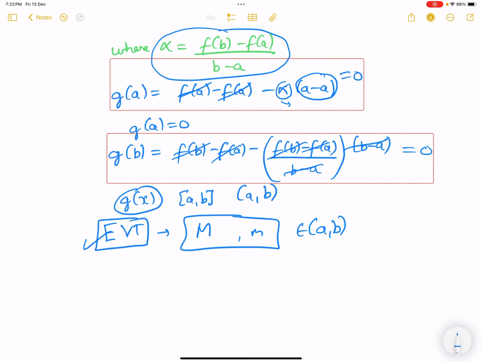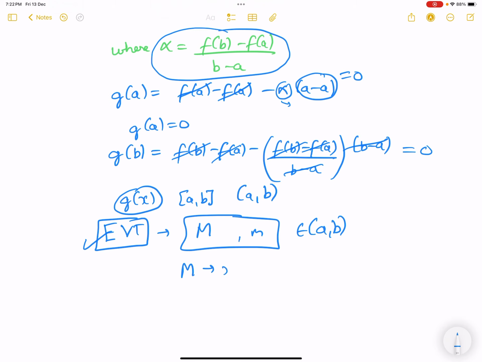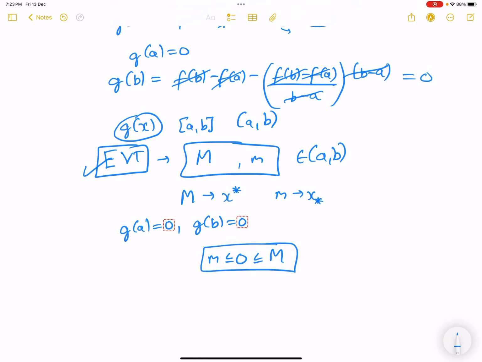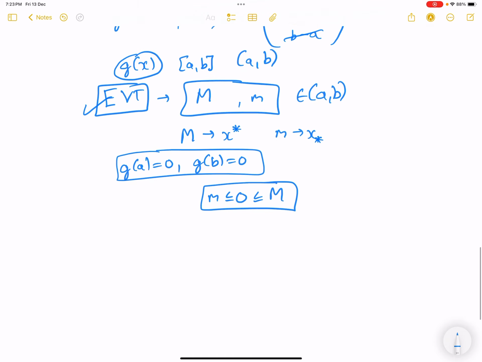Now suppose we say the maximum value occurs at point x star and the minimum value occurs at point x subscript asterisk. Now we know g(a) is coming out to be 0 and g(b) is coming out to be 0. So the minimum value should be less than or equal to 0 and the maximum value should be greater than or equal to 0. I hope this is clear, because the value 0 we are sure we will be getting. So the maximum value should be greater than or equal to 0, and the minimum value should be less than or equal to 0.